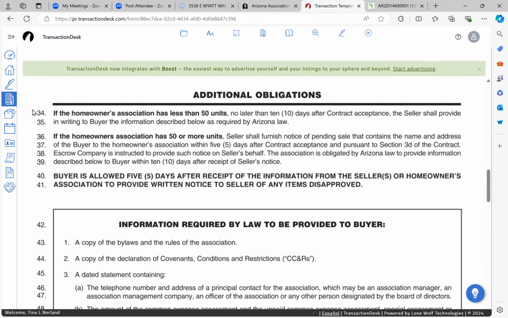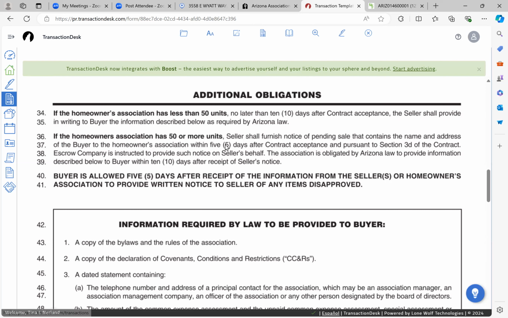If the association has 50 or more units, the seller shall furnish a notice of pending sale that contains the name and address of the buyer to the homeowners association within 5 days after contract acceptance, pursuant to section 3D of the contract. Escrow company is instructed to provide such notice on seller's behalf. The association is obligated by Arizona law to provide information described below to buyer within 10 days after receipt of seller's notice. And excuse my last comment because I was confused. The seller still has to provide this document to the buyer after contract acceptance within 3 days.